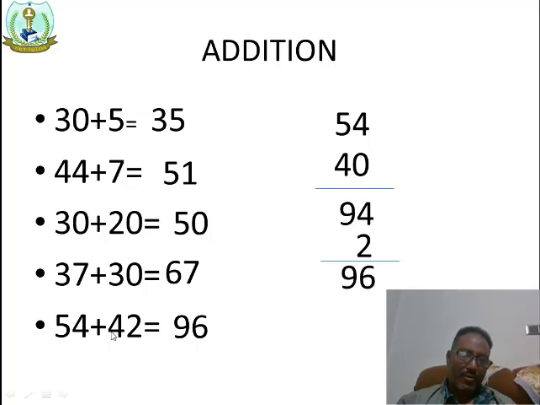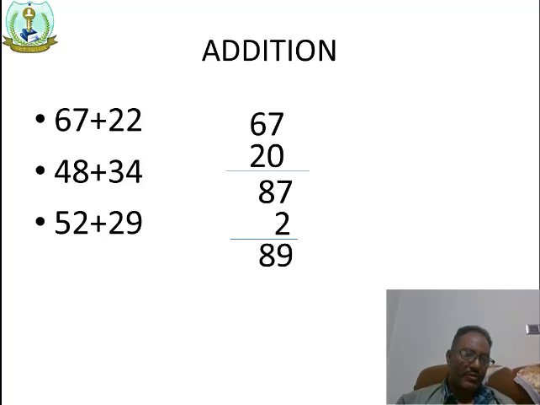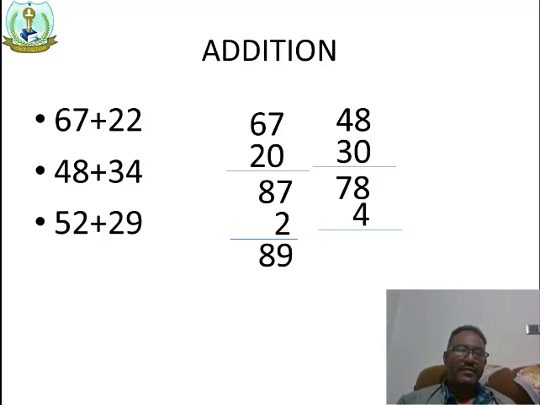So always make one of the numbers a multiple of 10. In the next slide we will have more examples. For example, if you want to add 67 and 22, you bring 67, then instead of 22 you add 20, that is 87, and onto 87 you add 2, the remaining, then that makes 89. For 48 and 34, this is what you do. You add 48 plus 30 is 78, and onto it you add 4, that is 82.